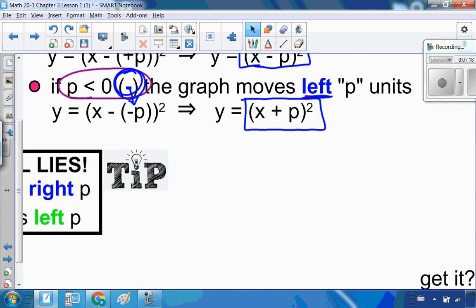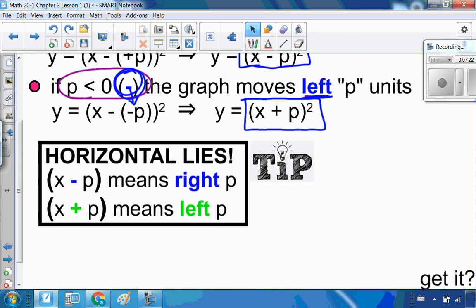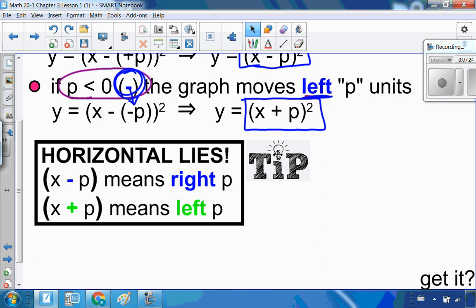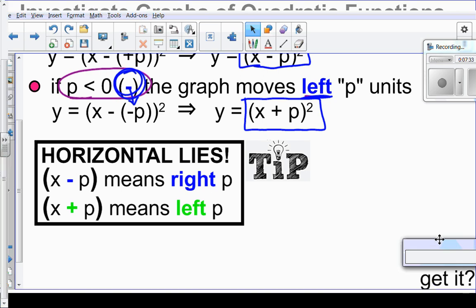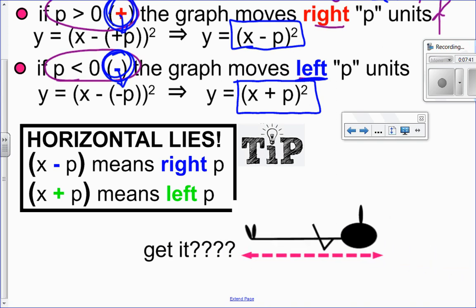So here's my tip for you, okay? When you look at this, I want you to remember that horizontal lies. So x minus p means I'm actually going to the right p. x plus p means I'm actually going to the left p. So remember that horizontal lies. Now I hope you hear the double entendre there. Horizontal lies. So get it? It lies down, but it also lies because it's not telling the truth. So that's how I want you to remember it.